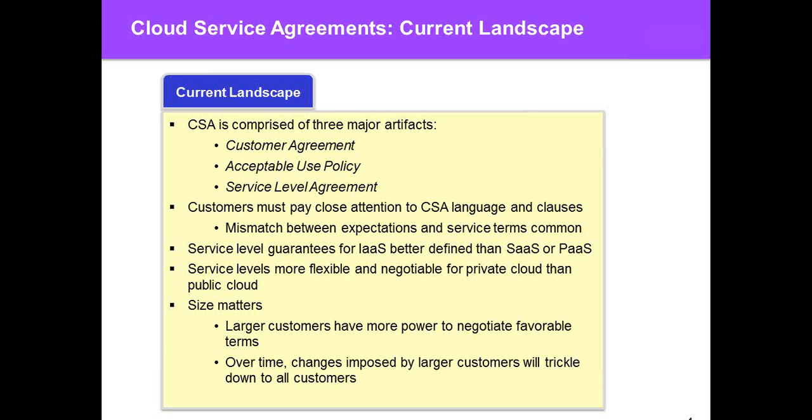And as you'd expect, service levels are certainly more flexible, and there's more room for negotiation for private cloud deployments than public cloud deployments. However, customers will certainly end up paying more for that flexibility. And of course, size matters. Larger companies have more power to negotiate favorable terms, but we do expect that over time, these better terms are going to trickle down to small and medium-sized businesses as well.